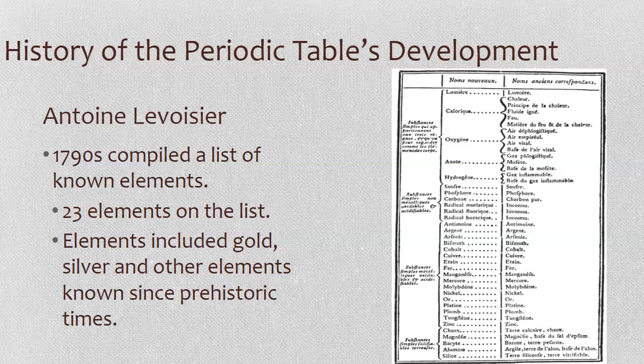They were elements such as gold, silver, oxygen, hydrogen, bismuth, all of these lovely things that had been known basically since prehistoric times. So this was not necessarily new information. It was just information that he gathered all into one place and started organizing. If you look over on the screen here, you can see his original list in French of the periodic elements. As we move forward in time, this is the 1790s.